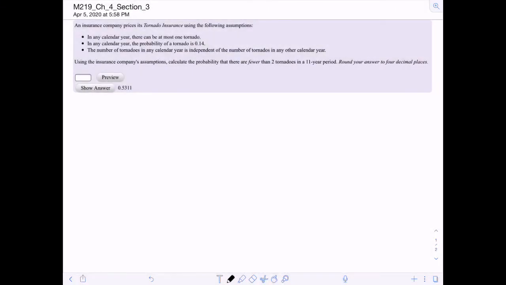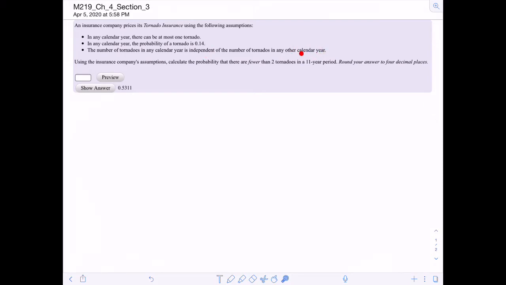Okay, in this example, we're going to discuss a binomial probability example. So the insurance company prices its tornado insurance using the following assumption, that in any calendar year there can be at most one tornado, so every year is one tornado. The probability of a tornado is 0.14 or 14%. And the number of tornadoes in any calendar year is independent of the number of tornadoes in any other calendar year.